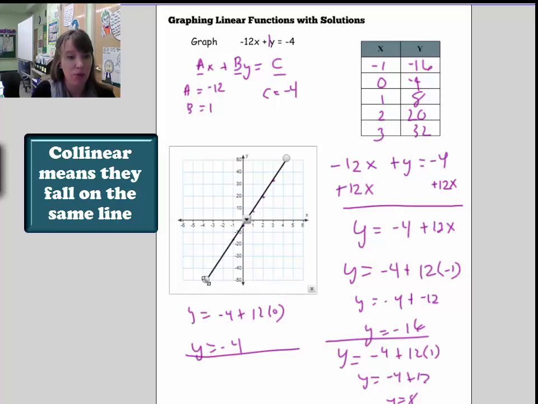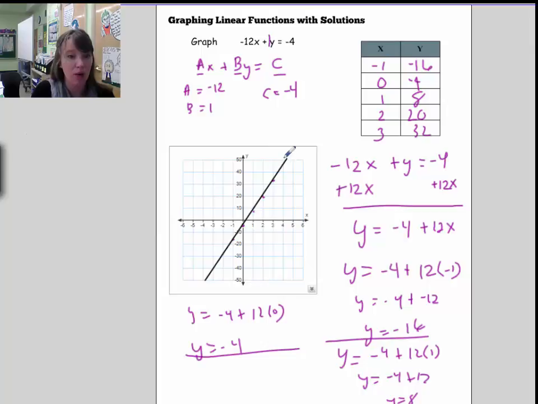And like we said before when we were graphing, we always put arrowheads on the line. We graph it as long as possible. We put arrowheads and we put the equation of the line on here.